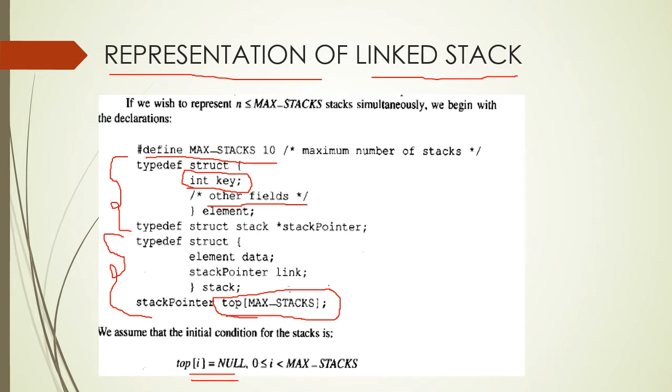That means, if the i value is equal to 1, then in the first stack there is no element. Here the i values range from 0. So, i equal to 0 means the first stack, i equal to 1 means the second stack, like that. So, if top of 0 is equal to null, it means no elements in the first stack. If top of 2 is equal to null, it means there is no element in the third stack.